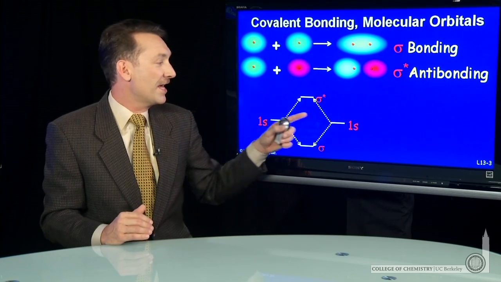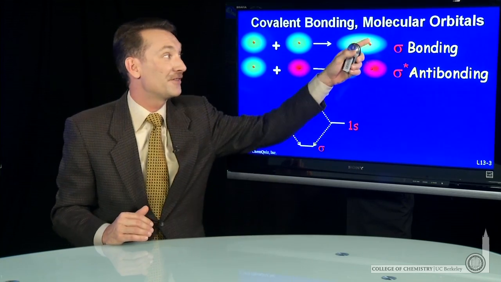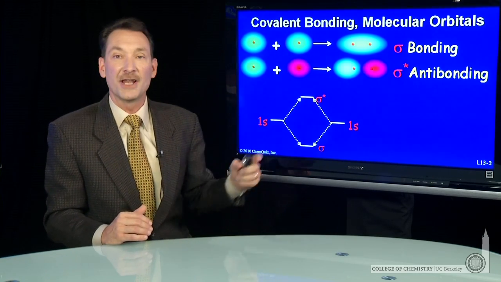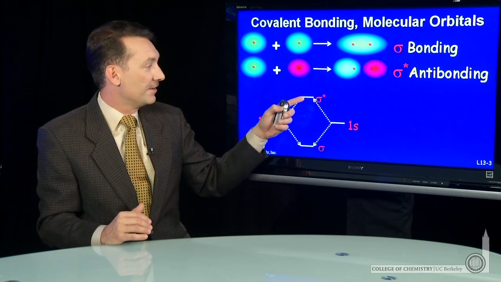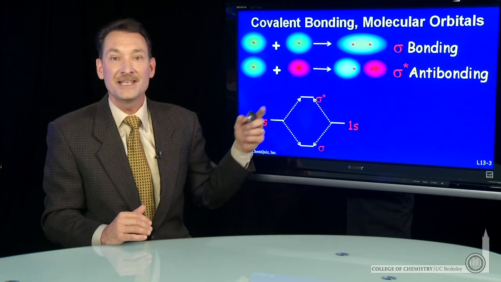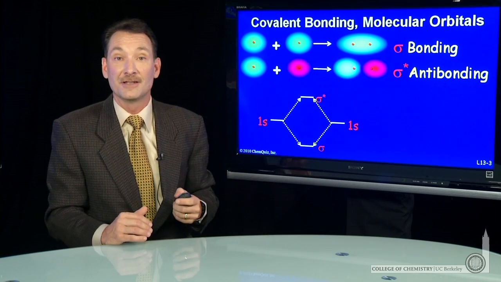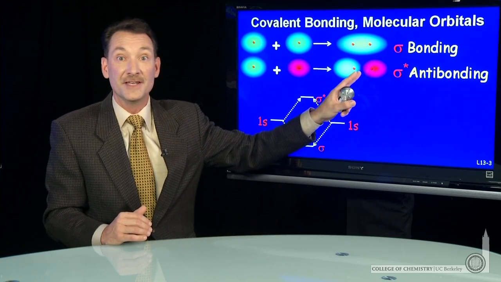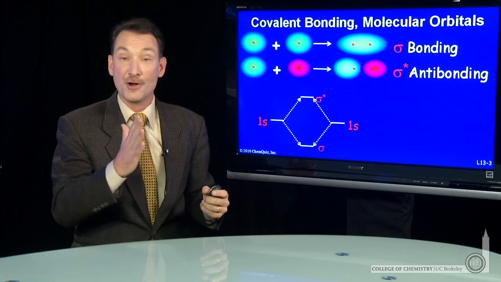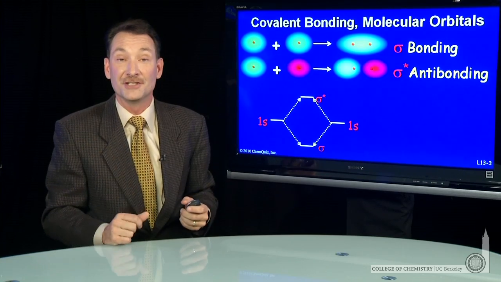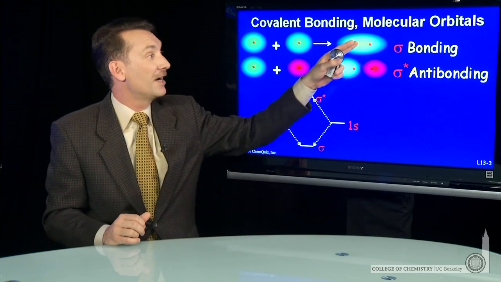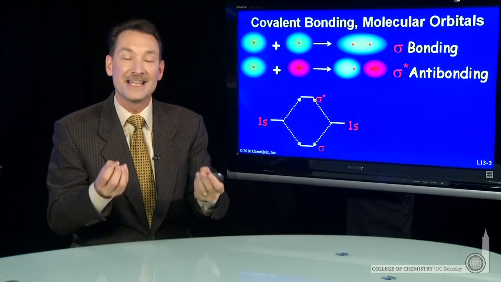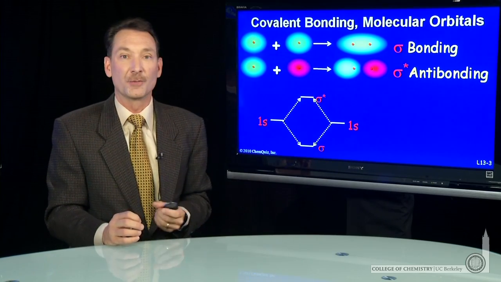Now when you do the mathematical calculation, you actually find that the sigma combination, where you brought a 1s and a 1s together, added them, and got this increased amplitude, is lower in energy than the atomic 1s orbitals. And the sigma star, the antibonding orbital, is higher in energy than the two 1s orbitals. And you would guess that because there's a node in this orbital. And remember, the more nodes in an orbital, the higher the energy in general. So a sigma bonding and antibonding orbital can be formed by adding and subtracting the 1s orbitals.